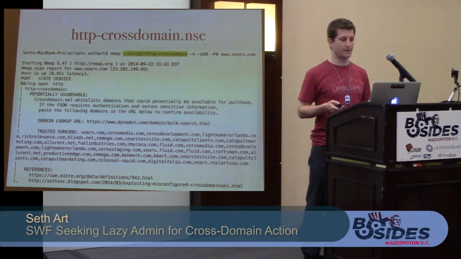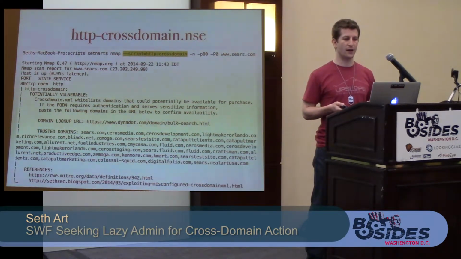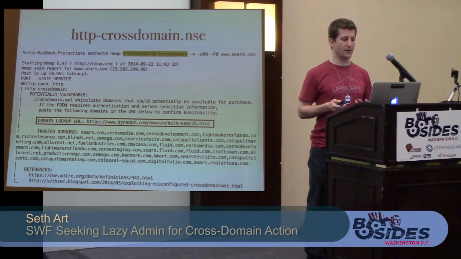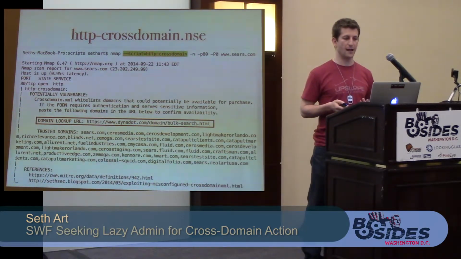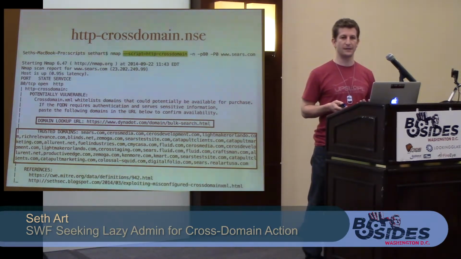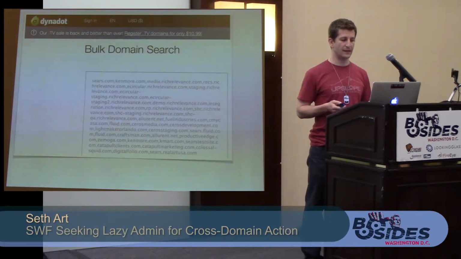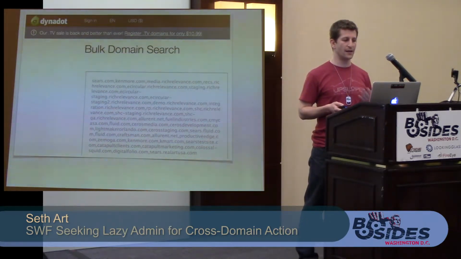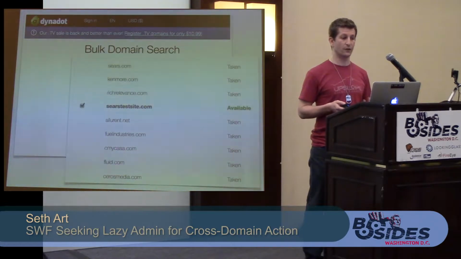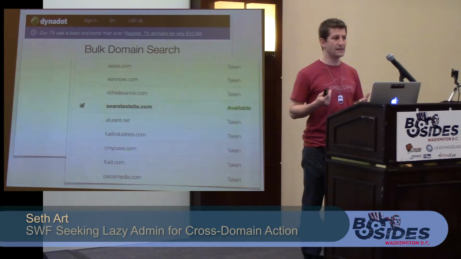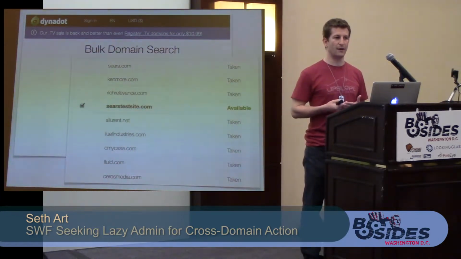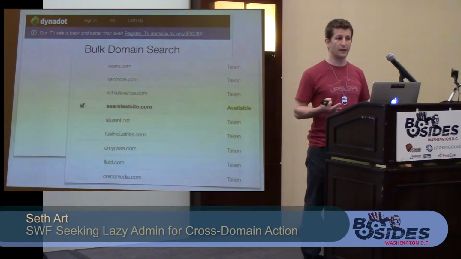The purpose of this script is, when you specify a domain, it'll look to see if a cross-domain file exists. And if one does, it will give you two pieces of information. One, the URL to Dynadot, the bulk domain search lookup tool, and two, a comma delimited list that you can copy, paste into the Dynadot bulk domain search page, and if you're lucky, one will be available.